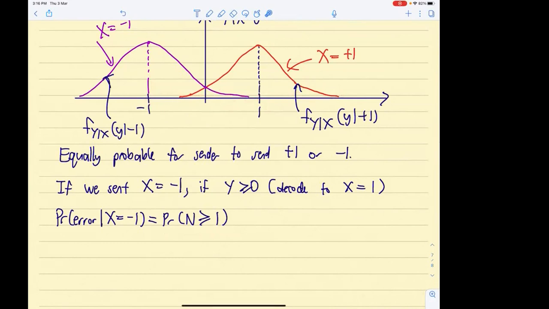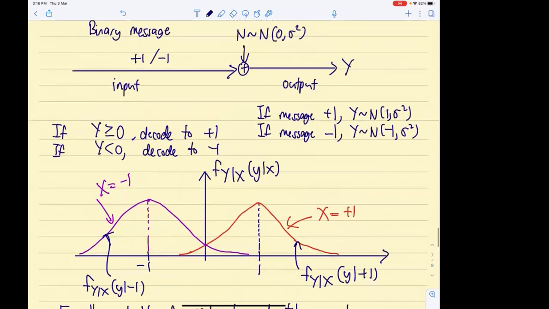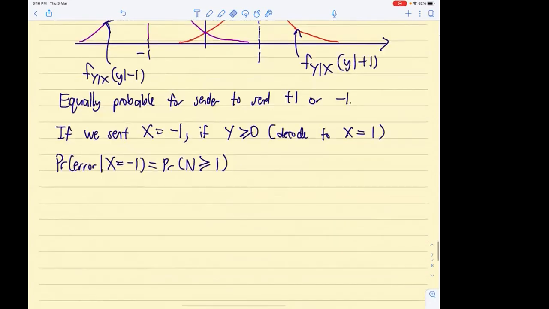Follow me? Okay, now we make use of what we learned before. We have to standardize things. The noise random variable has zero mean. We don't need to subtract its mean. But the noise random variable may not have variance one because it has variance sigma squared. So what we have to do is to divide both sides by sigma, so N over sigma is greater than one over sigma. This is the standardization, okay? But now N over sigma is a bona fide standard Gaussian random variable, okay?